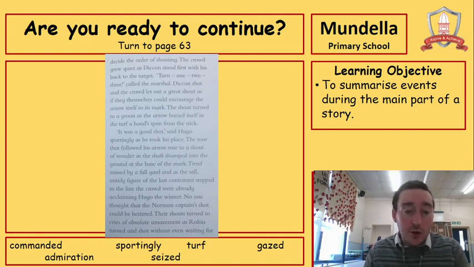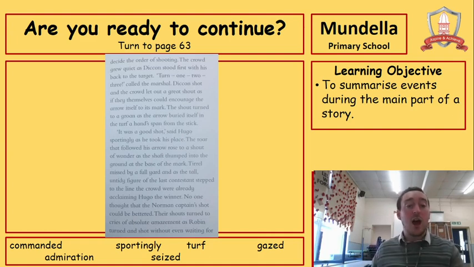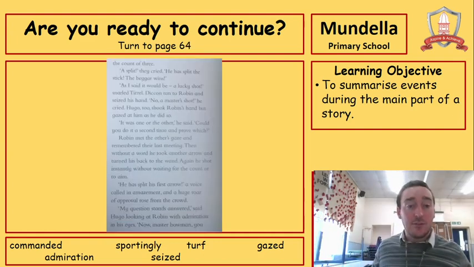The roar that followed his arrow rose to a shout of wonder as the shaft thumped into the ground at the base of the mark. Tyrrell missed by a full yard, and as the tall, untidy figure of the last contestant stepped to the line, the crowd were already acclaiming Hugo the winner. No one thought that the Norman captain's shot could be bettered. Their shouts turned to cries of absolute amazement as Robin turned and shot without even waiting for the count of 3. "A split!" they cried.